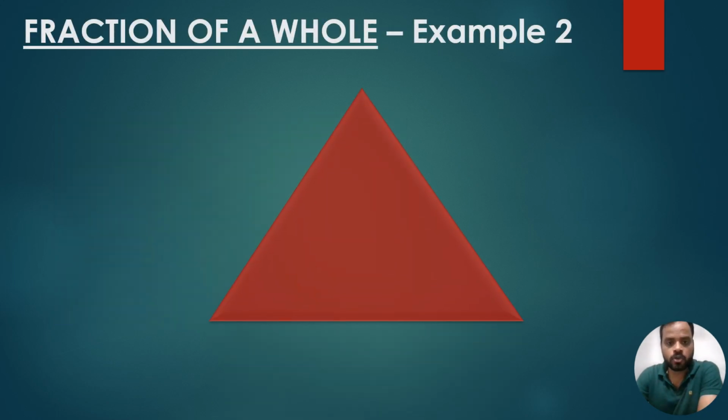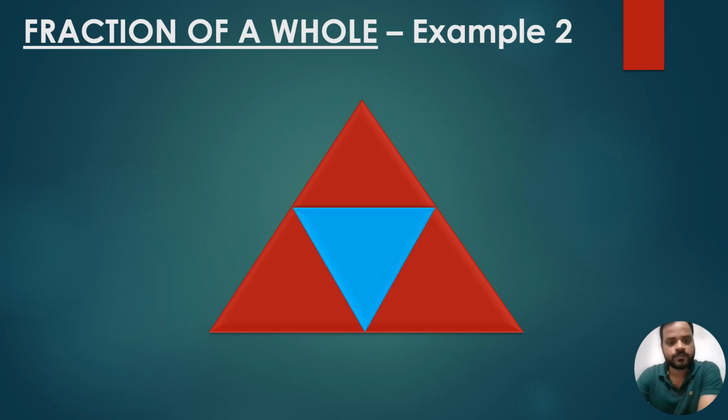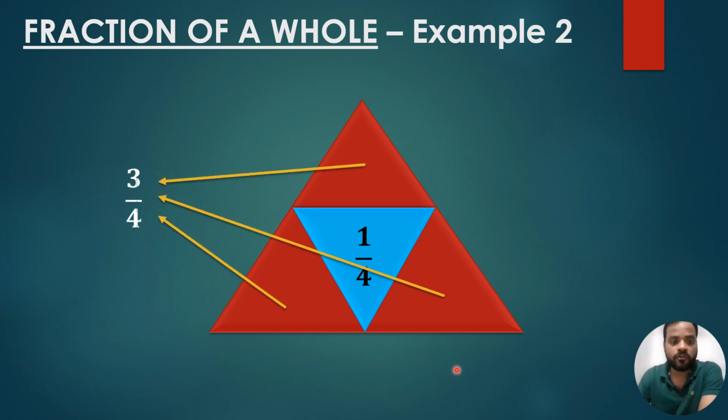Now in this example 2, we see a triangle. This triangle is divided into four equal parts, one blue part and three red parts. So this triangle is divided into four parts, 1, 2, 3, 4. Blue represents a single part. So the fraction represented by the blue colored triangle will be 1 by 4, and the fraction represented by the three red colored triangles will be 3 by 4.